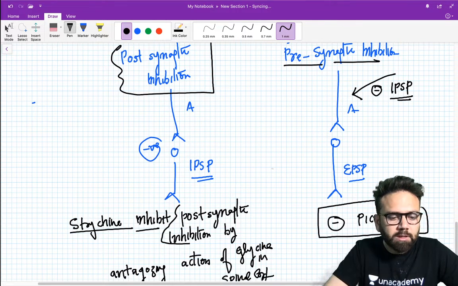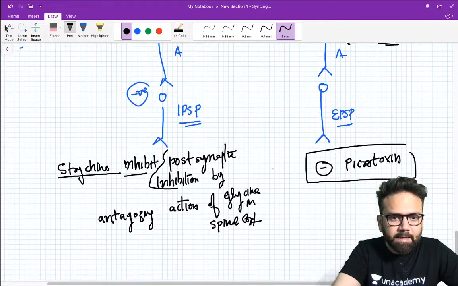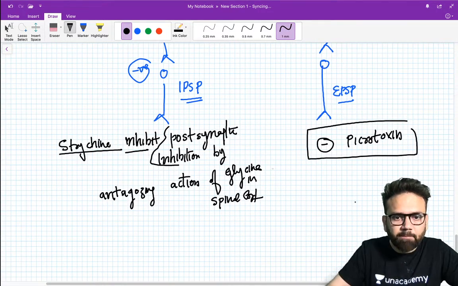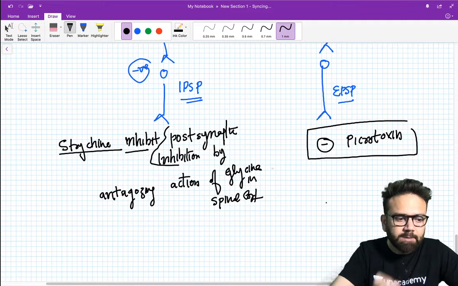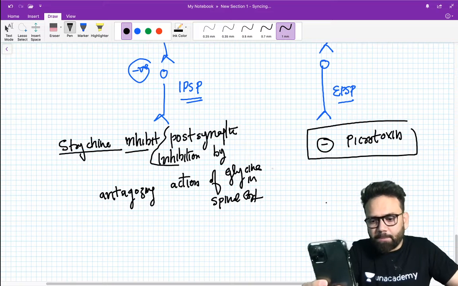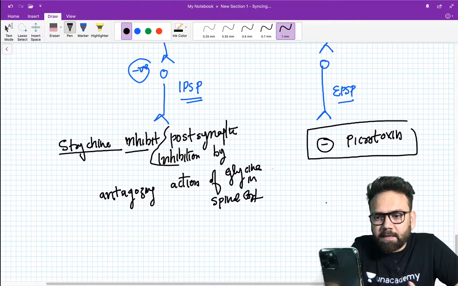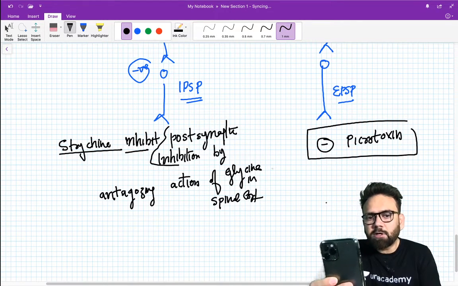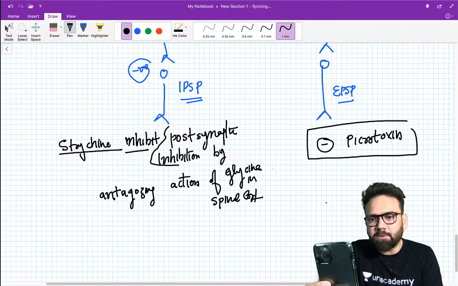So picrotoxin works presynaptically, and strychnine inhibits postsynaptic inhibition by antagonizing the action of glycine in the spinal cord. These are sensitive topics, so you should not be confused about which is presynaptic and which is postsynaptic inhibition.